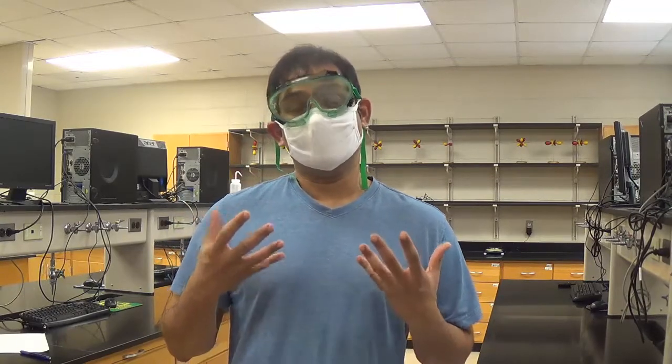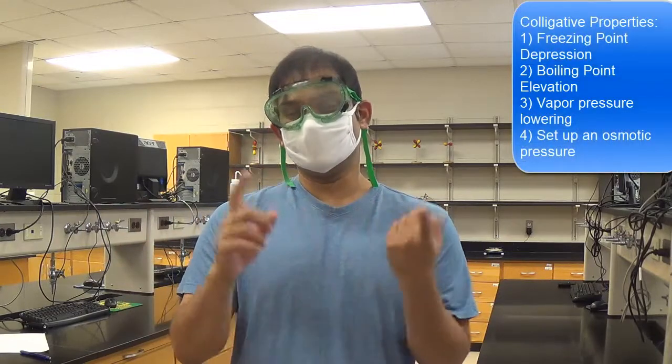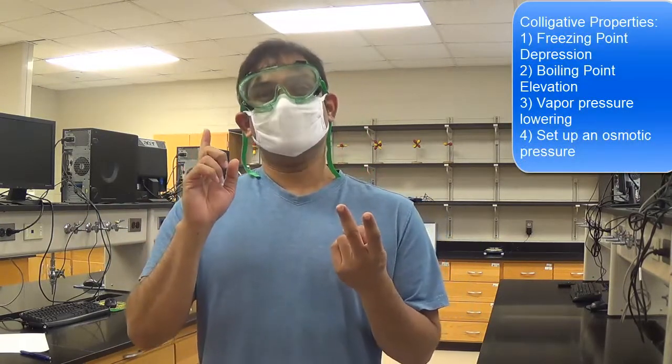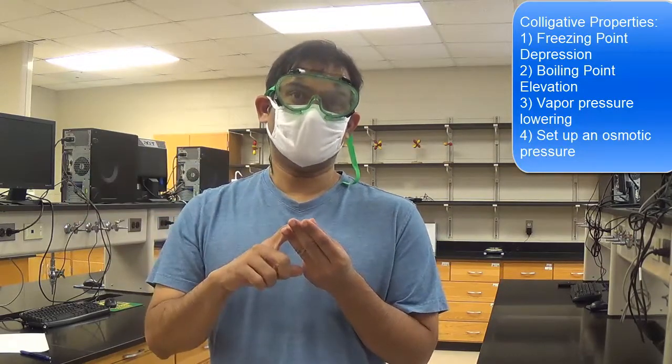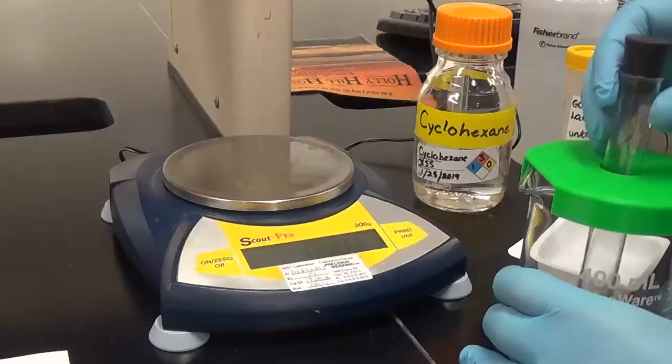So that's the purpose of this experiment, measuring the molecular weight of an unknown sample utilizing the freezing point depression of cyclohexane. So remember the four colligative properties once again. Once you have a solute going into a solvent, making a solution, it's freezing point depression, which is the point of this lab. Boiling point elevation. You'll have a new vapor pressure, which is much lower than before. And if you have the presence of a membrane, you'll also generate an osmotic pressure.